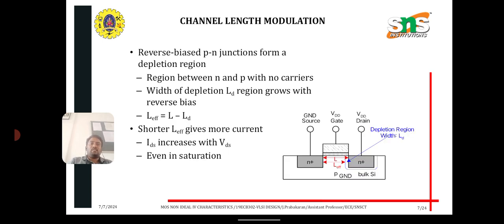Channel length modulation. As drain source voltage increases, the electric field effect causes the effective channel length to shorten near the drain. L is nothing but the length of the channel. The effect is that IDS depends on VDS. That means drain source current depends on the drain source voltage in saturation, affecting output impedance and gain.